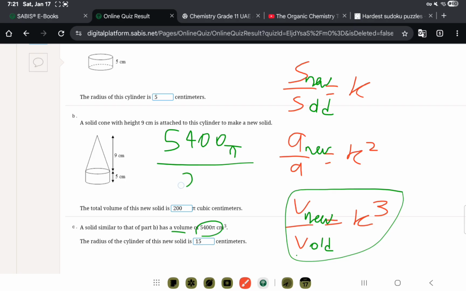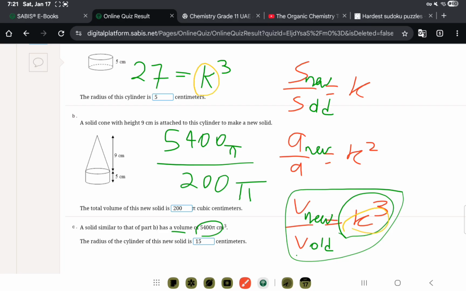Now on your calculator, I want you to do this. You get 5400 pi over 200 pi, so you get 27. So we get 27, but we need to follow these rules, so it's equal to K cubed. We need to find K, because K is called our scale factor. So K is basically 3.